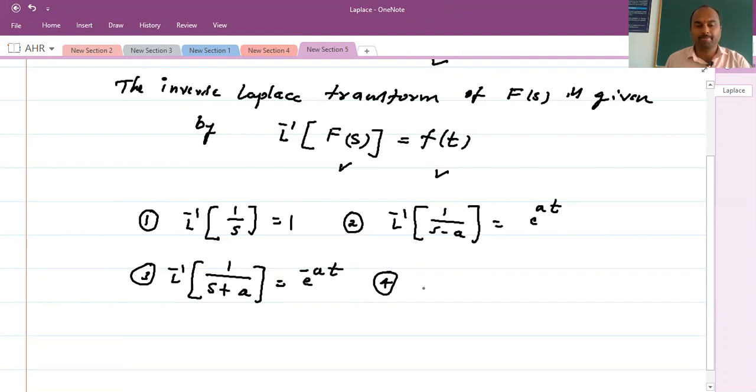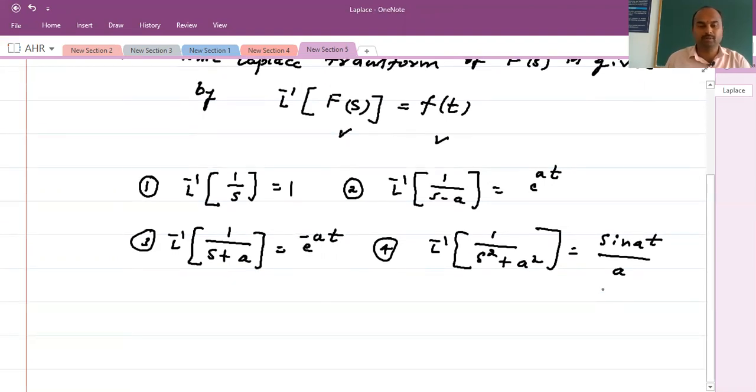Fourth one, the inverse Laplace transform of 1 by s square plus a square, that is sin at by a. All these are direct consequences of the Laplace transforms. Fifth one, the inverse Laplace transform of s by s square plus a square, that is cos at.